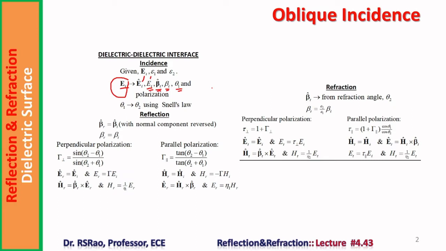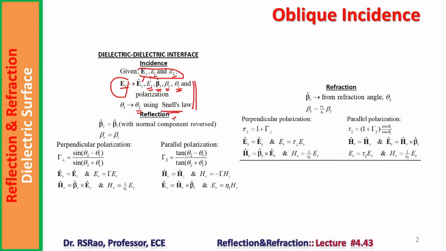Of course, from theta 1, using Snell's laws, we can also find the angle of reflection. Angle of reflection is equal to angle of incidence. In addition, the polarization of the wave also can be known. Once theta 1, the angle of incidence, is known, and epsilon 1, epsilon 2 are available, using these three one can also find out the angle of refraction using Snell's laws. So from the given data, all these pieces of information one can obtain.